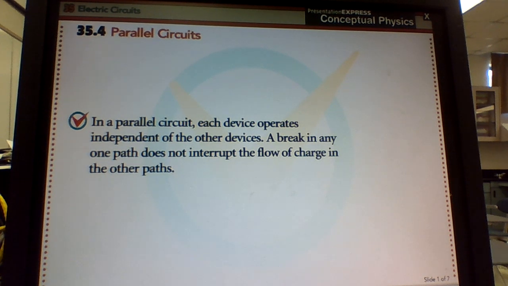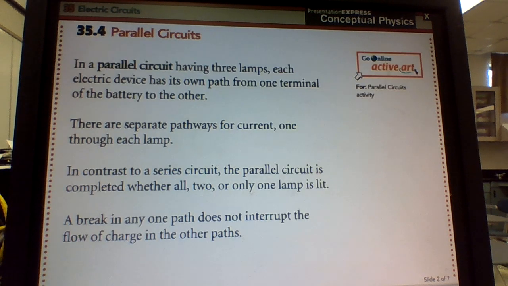So again, it's kind of a crazy race where you have multiple paths you can take to make a lap. But if one burns out, the other ones still have to go. So in a parallel circuit that has 3 lamps, each electric device has its own path from one terminal of the battery to the other. Okay, there's a separate path for each device. And so in contrast to a series circuit, a parallel circuit is completed whether all 3 or only 1 lamp is lit up.